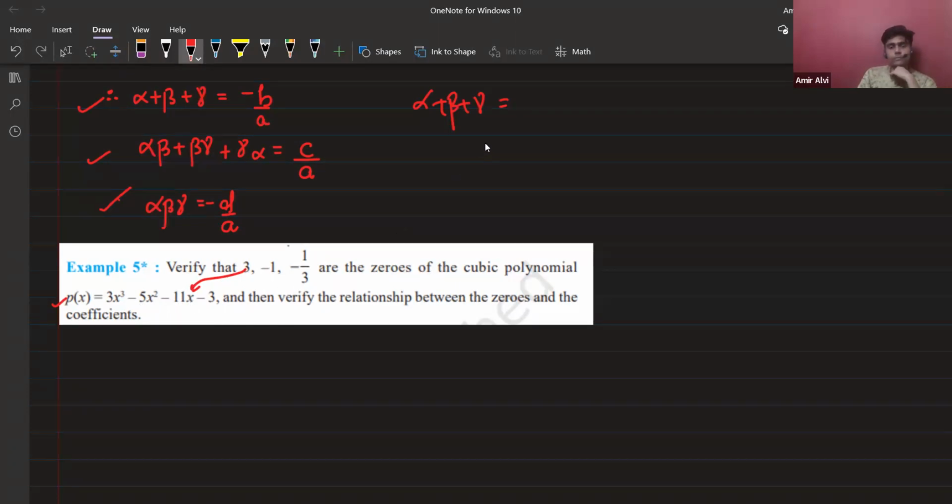Minus 5 by 3. A is 3. Yes. Alpha beta plus beta gamma plus gamma alpha, which is C by A. What is C? Minus 11, so minus of 11 by 3.